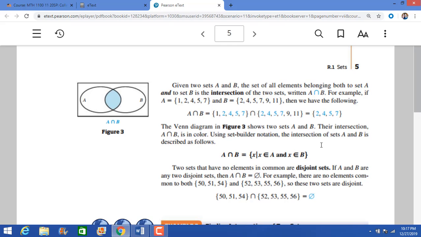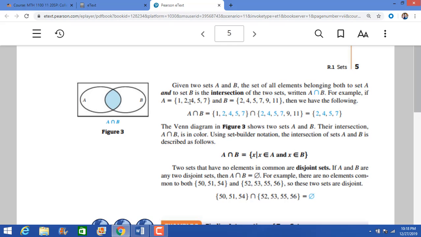Okay, so now let's look at the intersection of two sets. So A and B are sets within the universal set. The intersection of the two sets is given by the symbol that looks like an upside down U. A intersect B is everything that's in both sets. So the intersection of A and B is everything that's in both A and B.